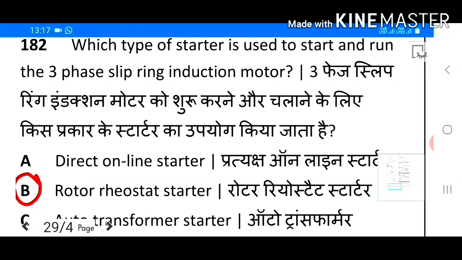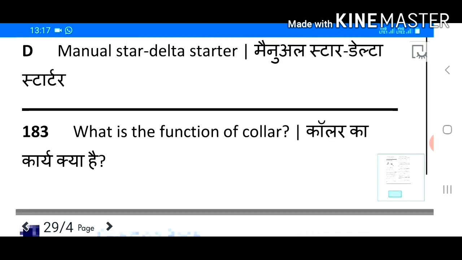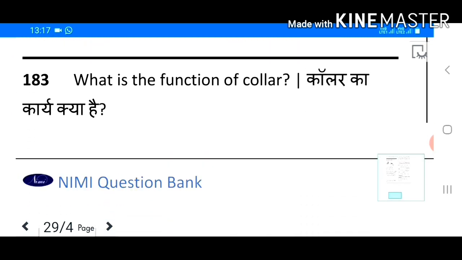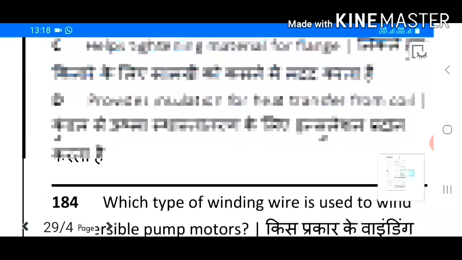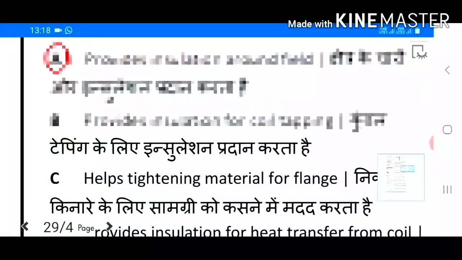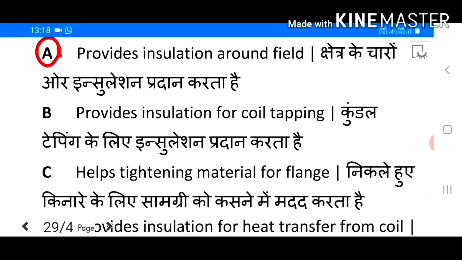182. Which type of starter is used to start and run the three-phase slip ring induction motor? Answer B. Rotor rheostat starter. 183. What is the function of collar? Answer A. Provide insulation around field.